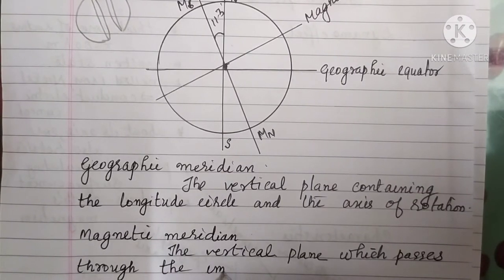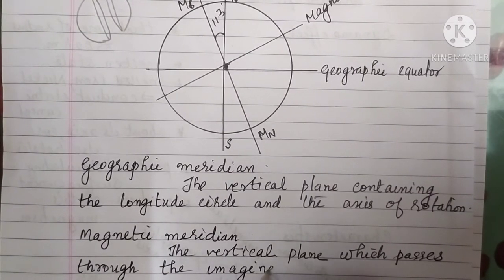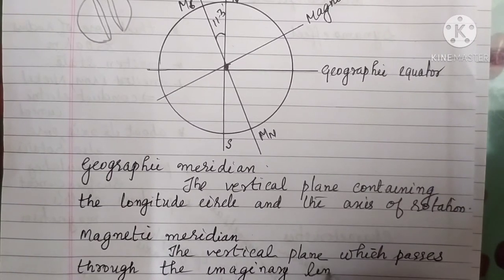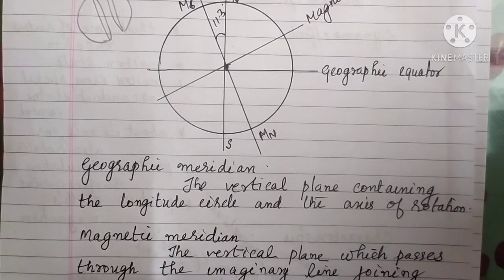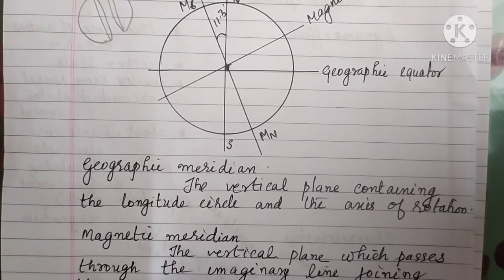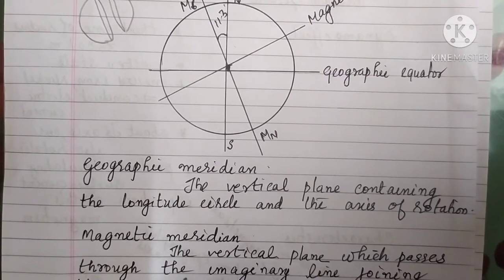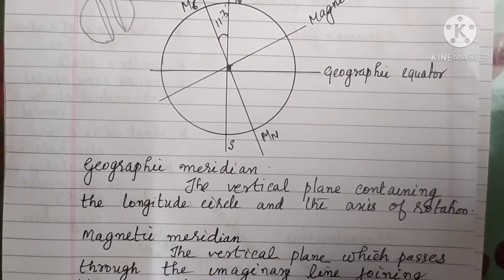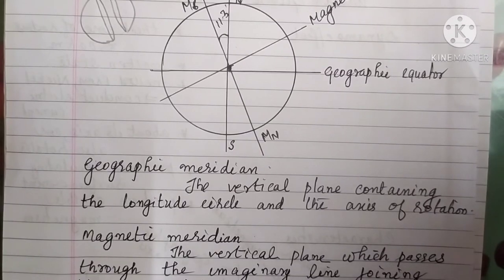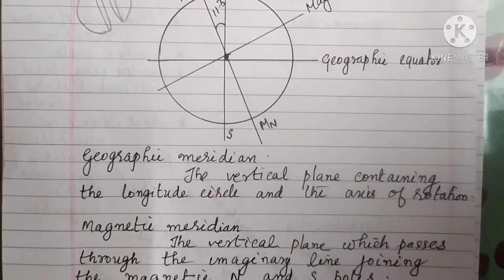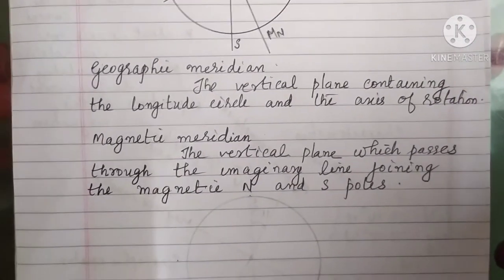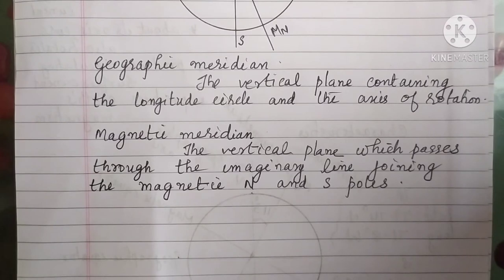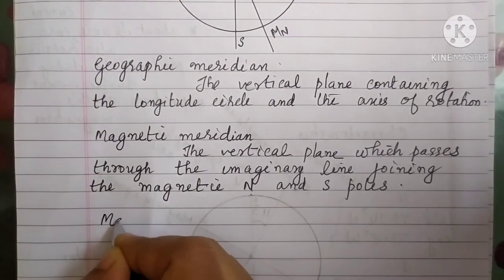The imaginary line. Joining. The magnetic line. North and south poles. Clear for you? So these are the geographic meridian and magnetic meridian. Now here we have to discuss some magnetic elements.